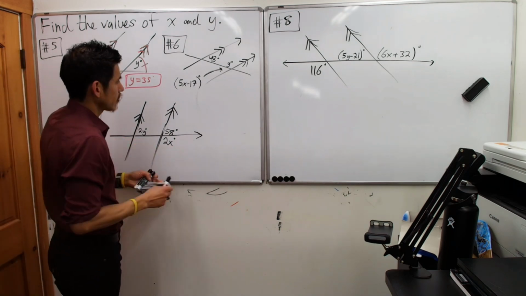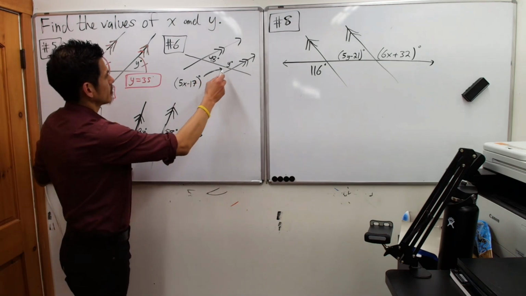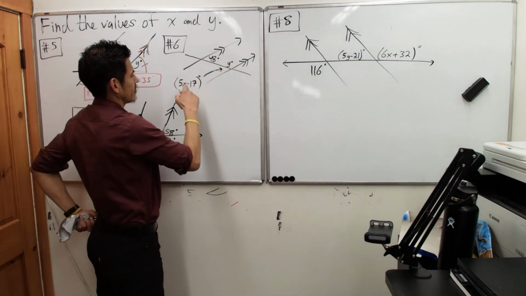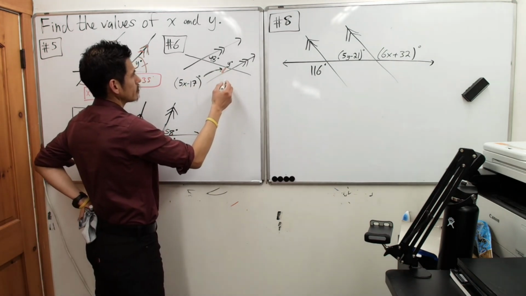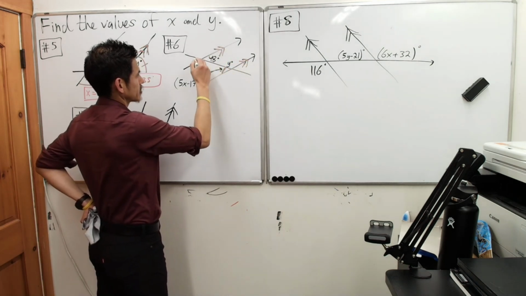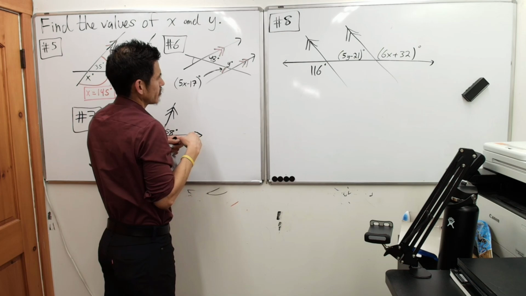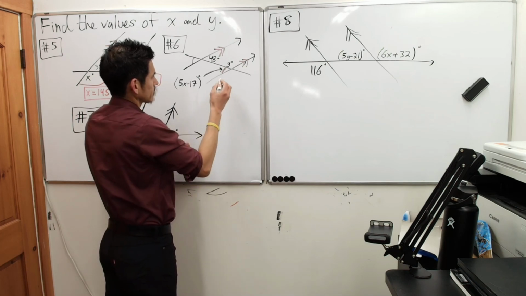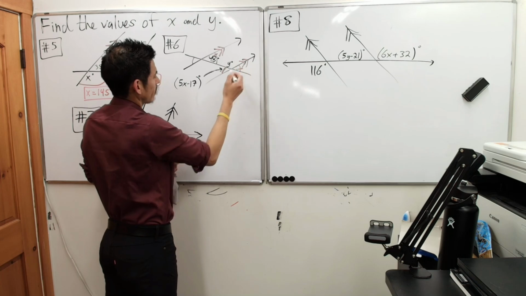Right, number 6. Here we have that y is right here, and that 5x minus 17 is referring to this angle here. Now, again, this line is parallel with this line, so this angle is congruent to that angle, and we also know that this angle is congruent to this angle.